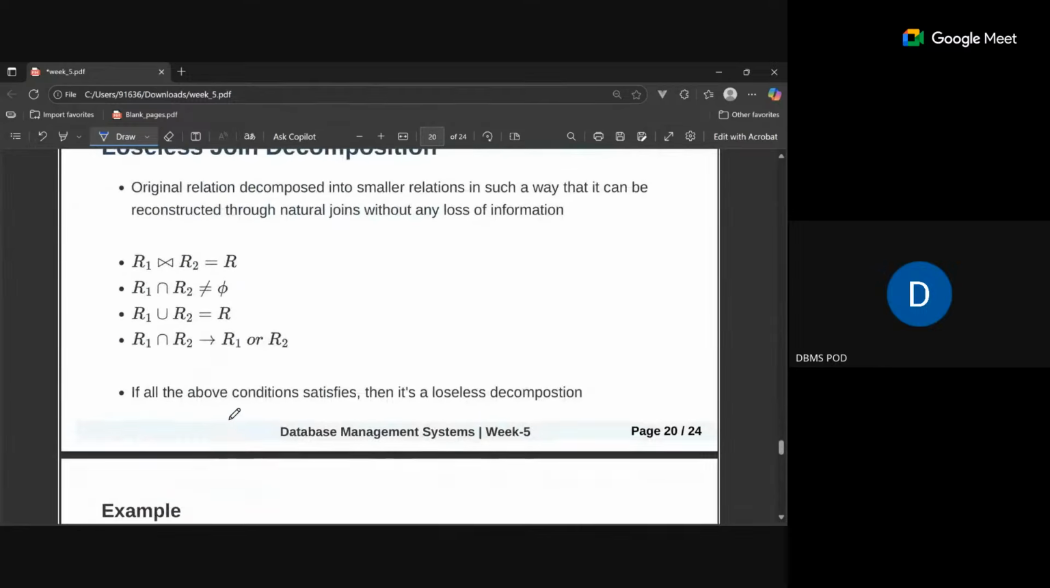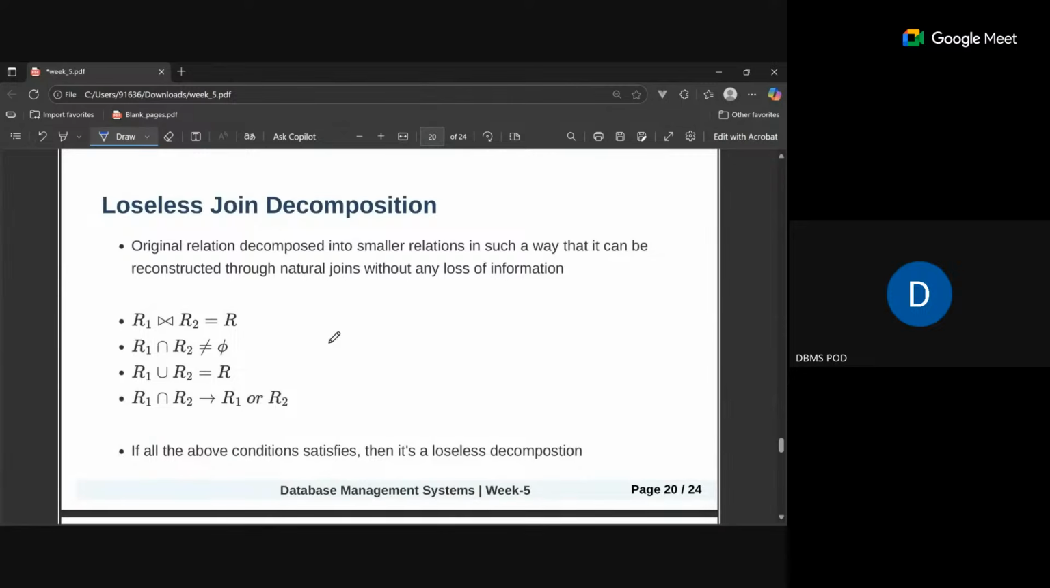So let's move to the next concept, decomposition.